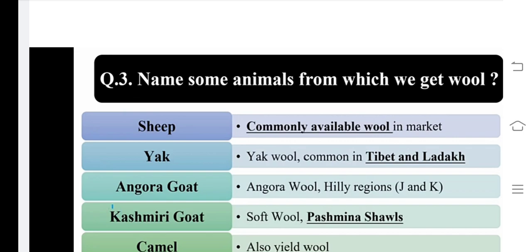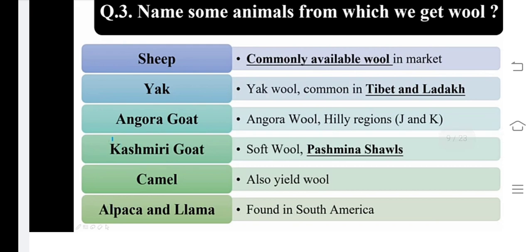Angora goat gives Angora wool, from the region of Jammu and Kashmir, right? Kashmiri goat gives soft wool, so Pashmina shawl, maybe you might have heard the name. When you purchase the shawl, they will say, this is a Kashmiri shawl, famous for that. That means soft wool, children, called Pashmina shawl. Clear? And camel family animals also yield wool, called alpaca and llama.